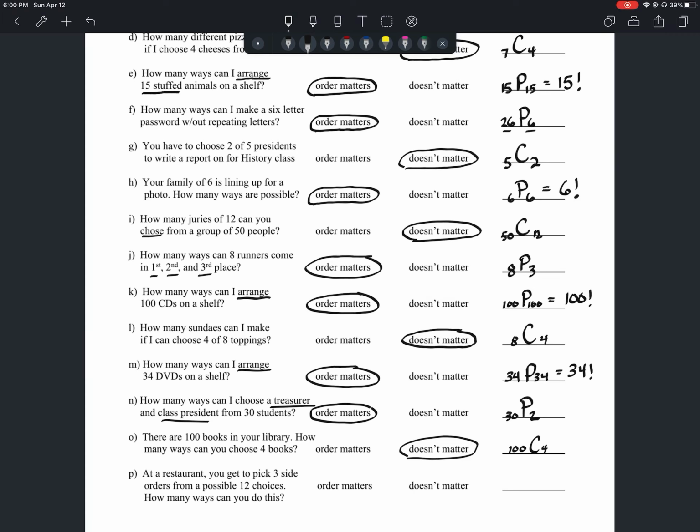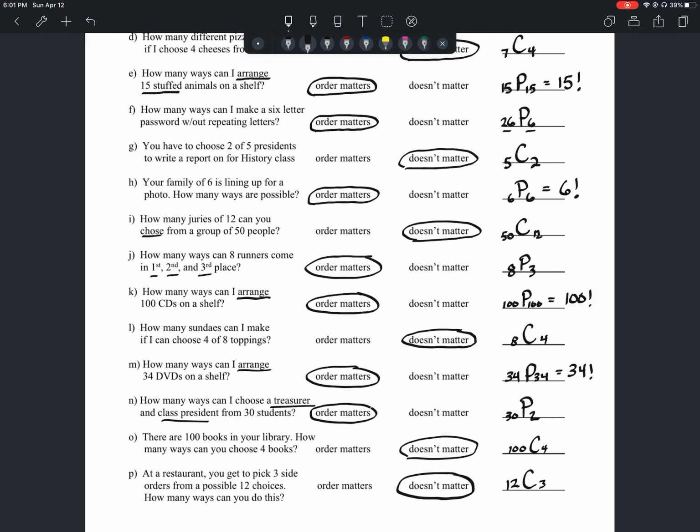Last one. At a restaurant, you get to pick 3 side orders from a possible 12 choices. How many ways can you do this? Well, if I get carrots, peas, and French fries, it's the same thing as French fries, peas, and carrots. Therefore, order doesn't matter. And we're going to end up with 12C3.